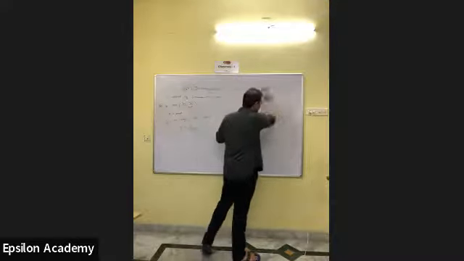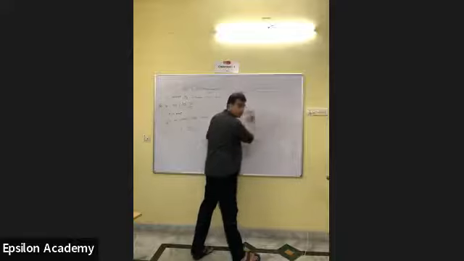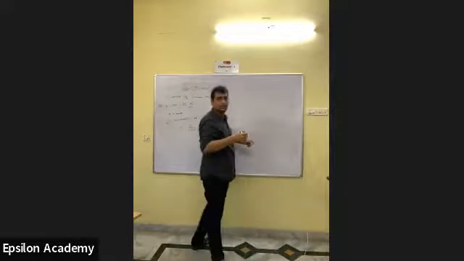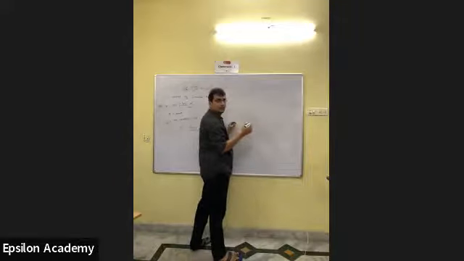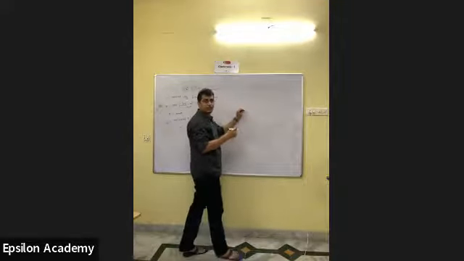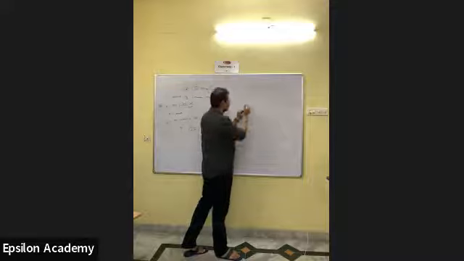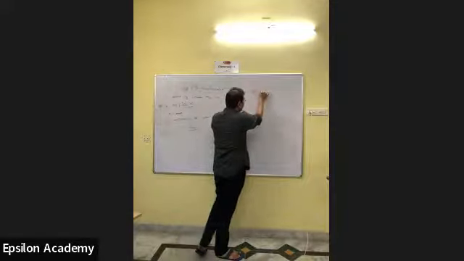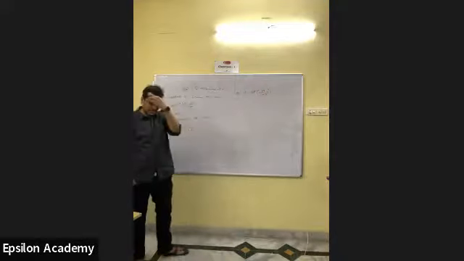Does anyone want me to solve the 11th one? Anybody want me to solve it? So the 12th one: y is equal to sin inverse of (1 minus x square) by (1 plus x square). Correct?